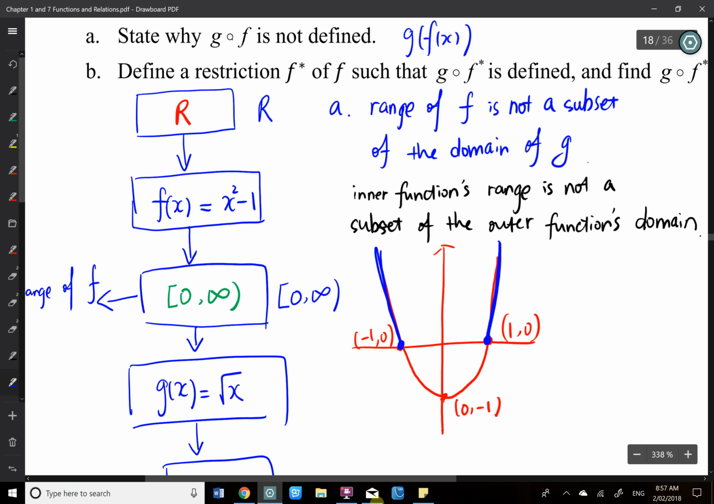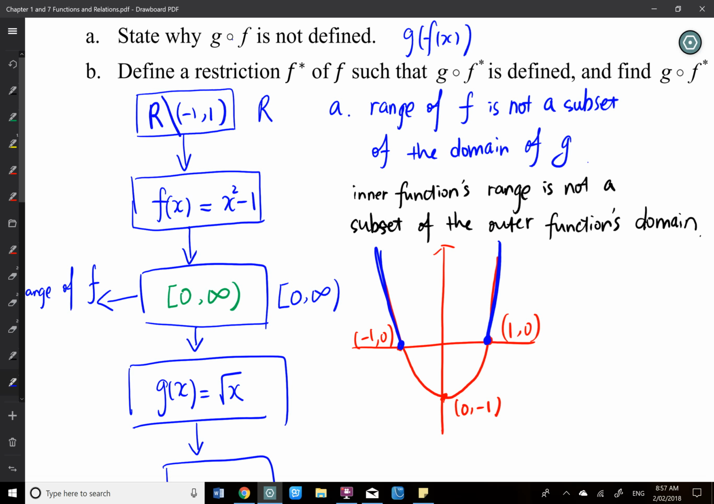That will be R except negative 1 to 1. You don't need to exclude negative 1 and 1 themselves because that's just the 0 point. But you need to exclude any value in between negative 1 and 1, because in between you will get negative values. You don't want negative values. So we want this part of the x values and this part of the x values. That will give you a range from 0 to infinity. That's why we need to restrict it.